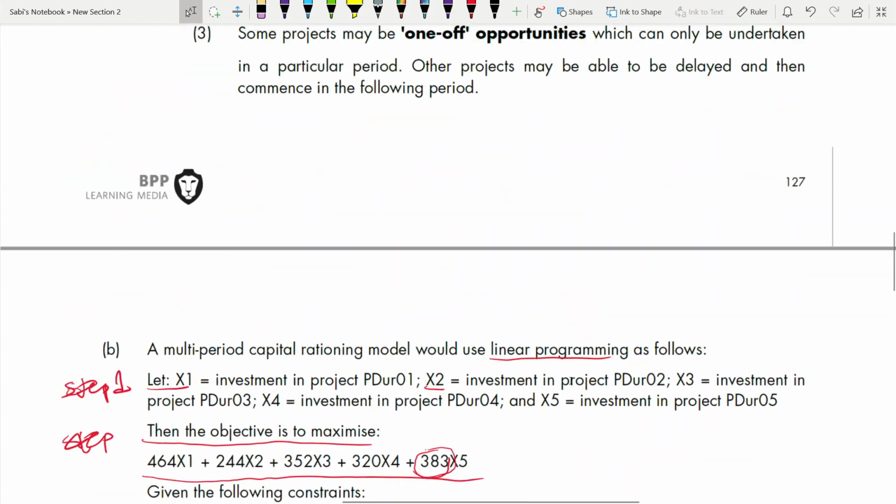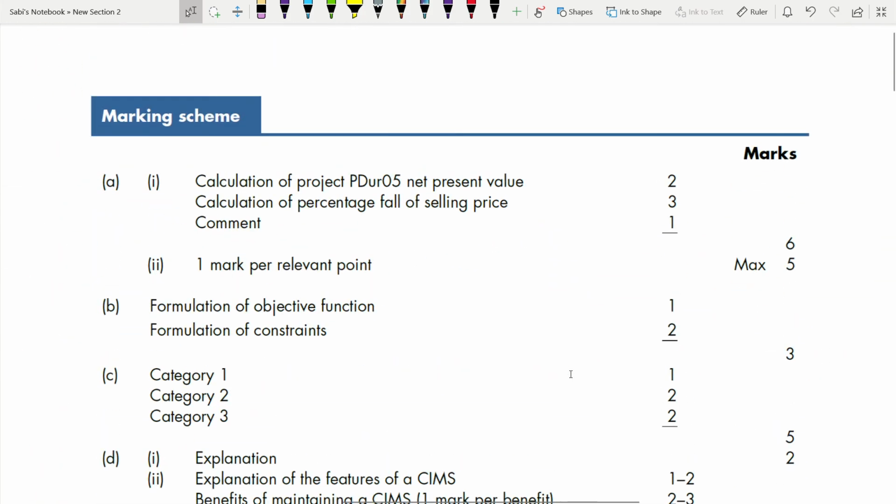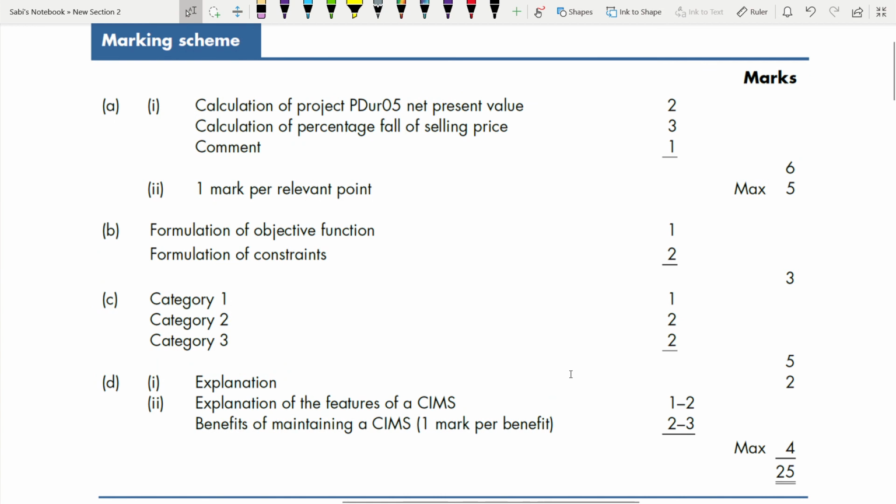Now we'll go to the marking scheme, and that's it. We are done with this question. So we'll see for part A where we have to calculate net present value and sensitivity analysis. 2 marks for finding the net present value, 3 marks for the percentage fall, that is sensitivity analysis, and 1 mark for comment. Always commenting is very important. Whenever you do some calculation, comment. Do some calculation, comment. Next, 1 mark per relevant point.